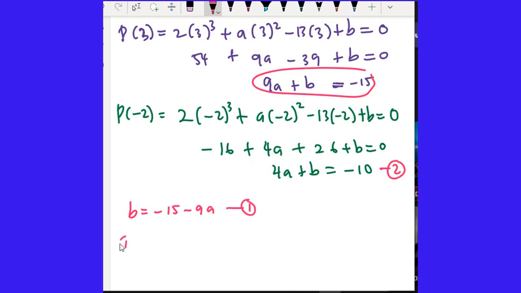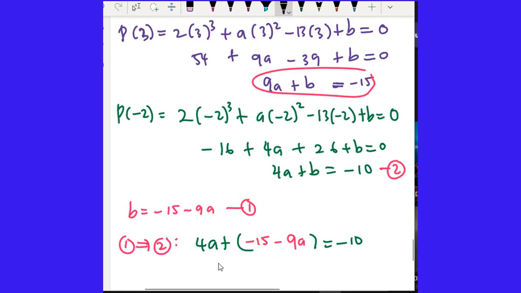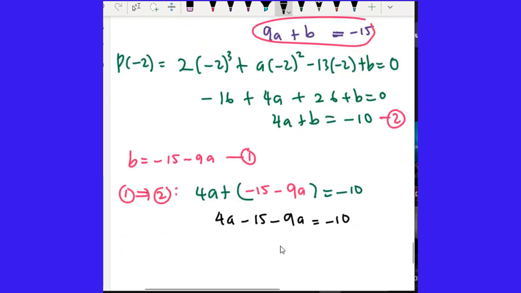Okay, equation 1 masuk dalam equation 2. So 4a plus b is equal to 10. B is equal to negative 15 minus 9a. Okay, then 4a minus 50 minus 9a equals negative 10. Okay, dapat negative 5a. Bawa ke sini positive 5. Therefore, a is equal to negative 1.